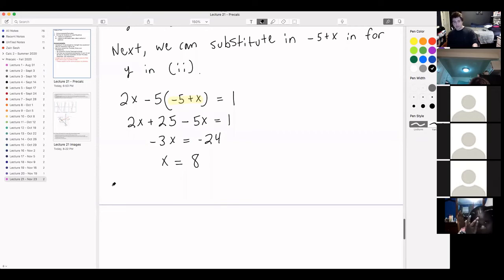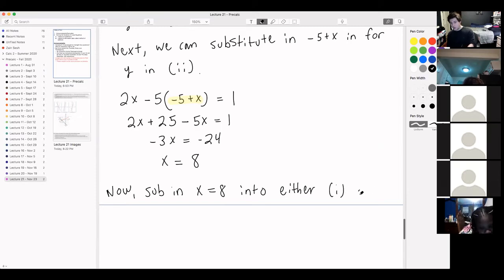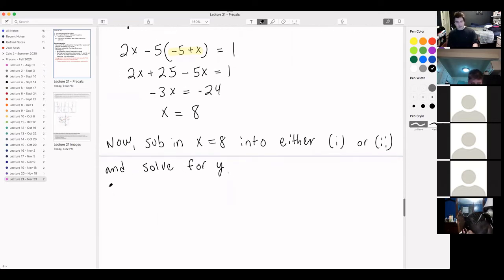Now what can we do? So the last step is now sub in x equals 8 into either equation, into either 1 or 2, and solve for y. That's the last step. So which one did I choose? Okay, I used 1, but that was completely arbitrary. I could have substituted into equation 2 if I wanted, but I used 1. So I'll use equation 1.